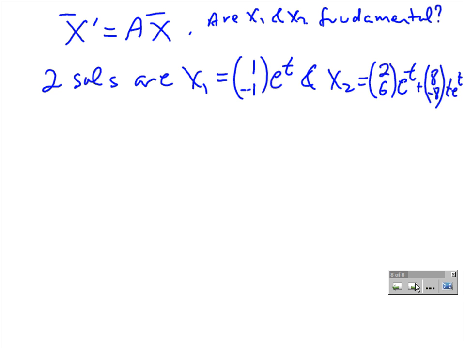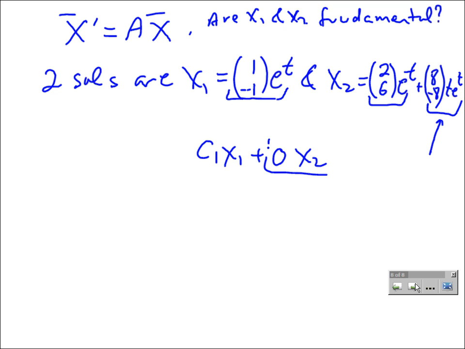That is, do they form a fundamental solution? It's just asking, are they independent? Now, there's no way you can take a linear combination of things that have e to the t's and add on things that have e to the t's plus te to the t's and get 0. The only way you're going to get the te to the t's to be 0 is to take a 0 multiple of x2's. Well, then this whole thing, including the e to the t's, this whole thing will be 0.